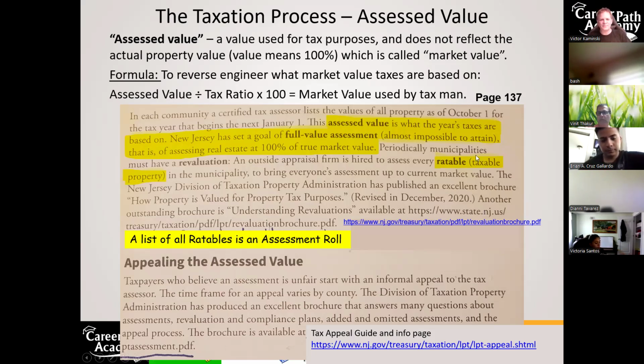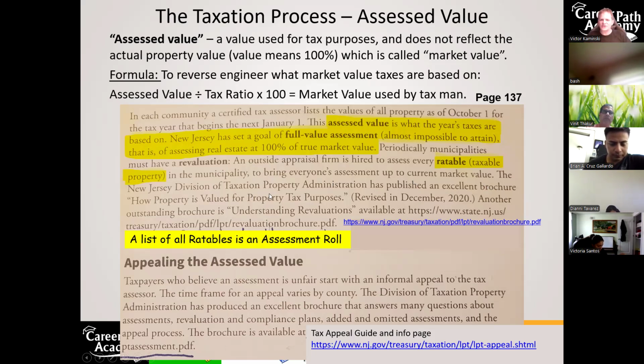So periodically, municipalities must have a revaluation. That's when an outside appraisal firm is hired to assess every rateable, every taxable property in the municipality. In over 30 years, I never had one come to my house until I did a tax appeal. Then they have to send one. So they were doing those blanket assessments. A revaluation brings everyone's assessment up to the current market value.